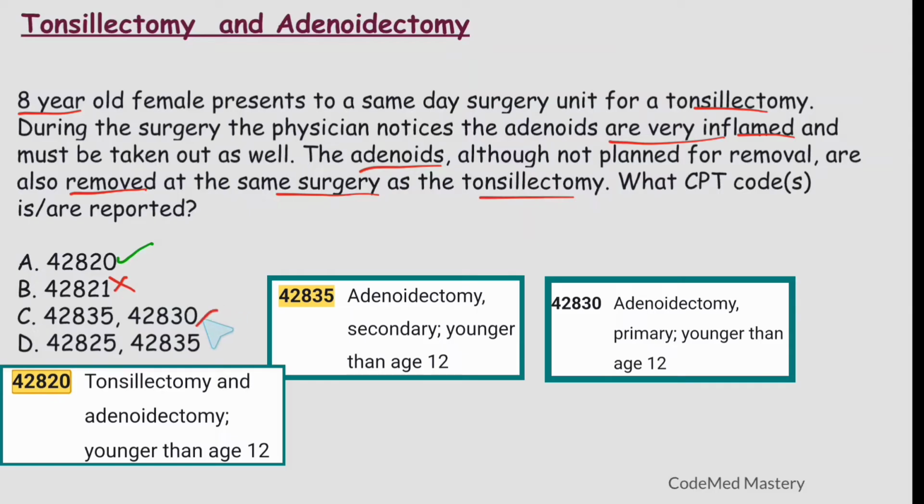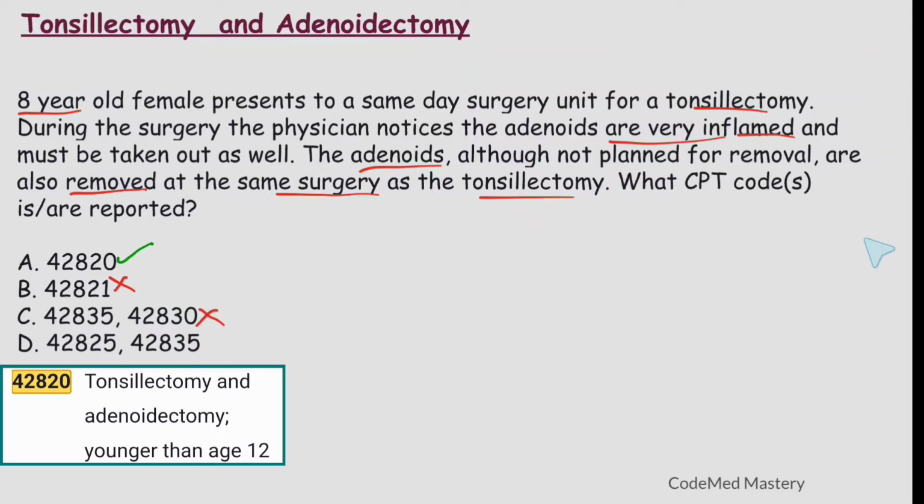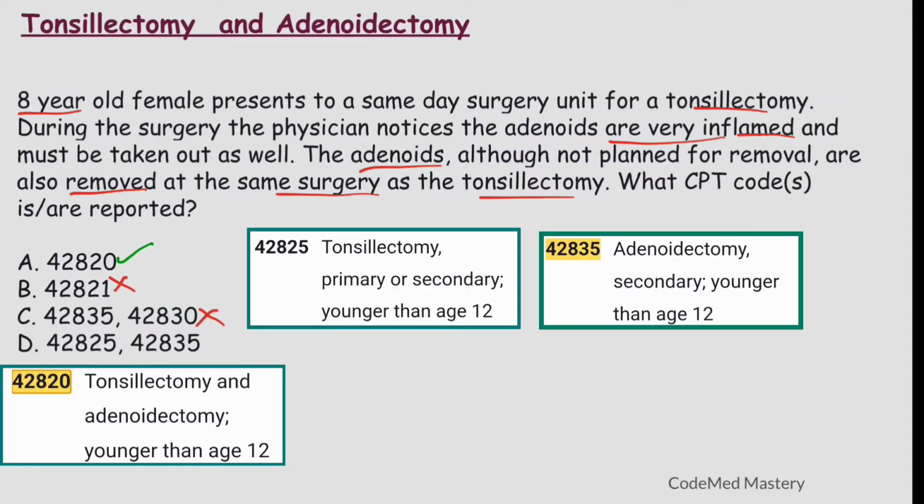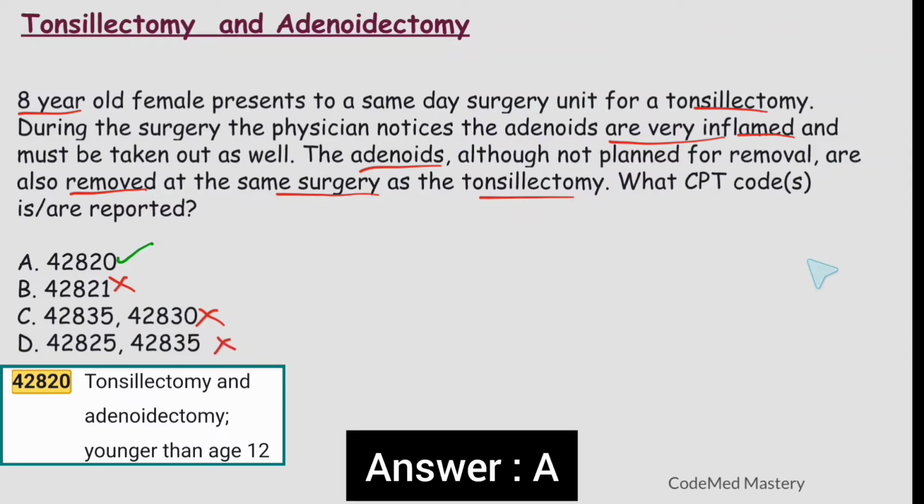So eliminate option C. And in option D, 42825 is for tonsillectomy primary or secondary younger than age 12, and 42835 is for adenoidectomy secondary younger than age 12. So they have listed separately tonsillectomy and adenoidectomy. But remember, we have a combination code. In CPT coding, whenever there is a combination code available, we should never use separate codes. Okay, so eliminate option D.